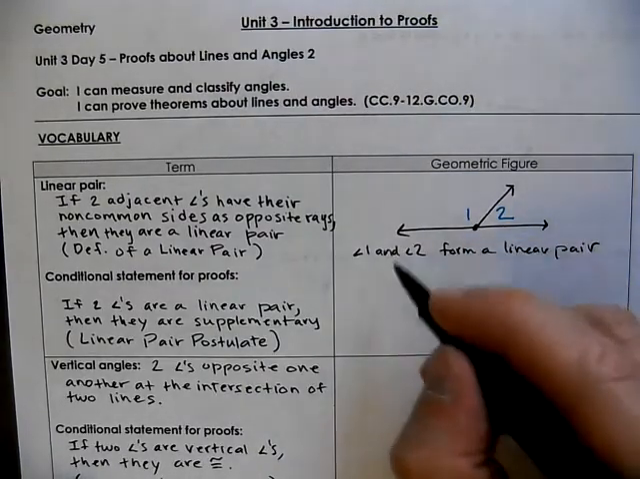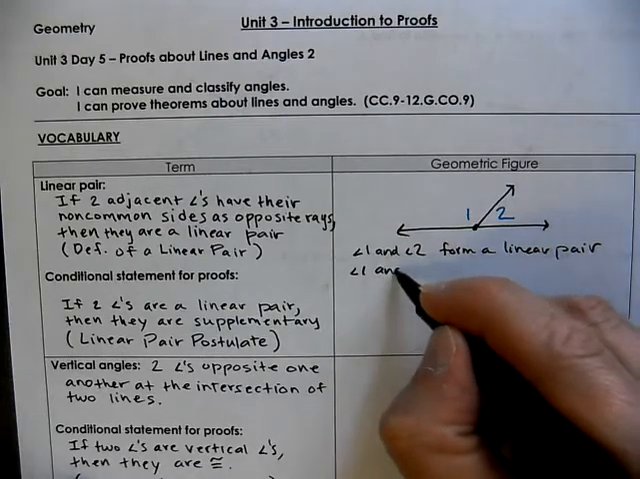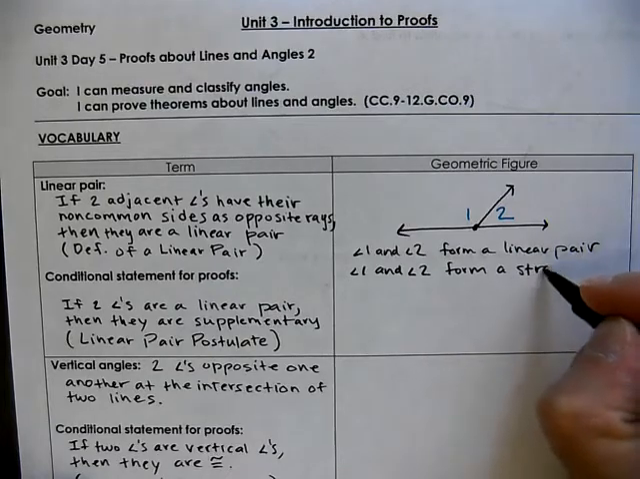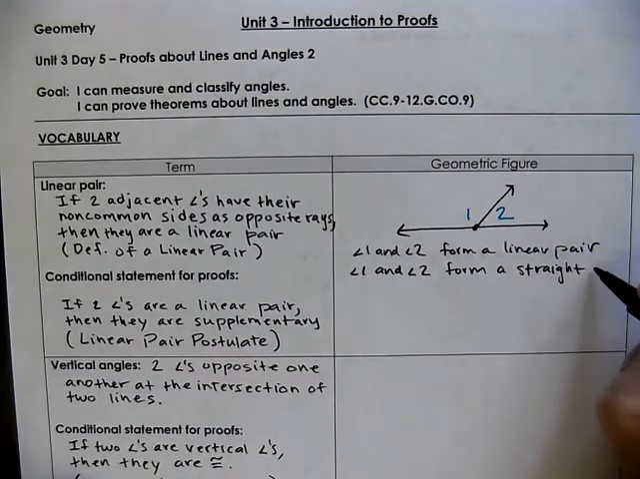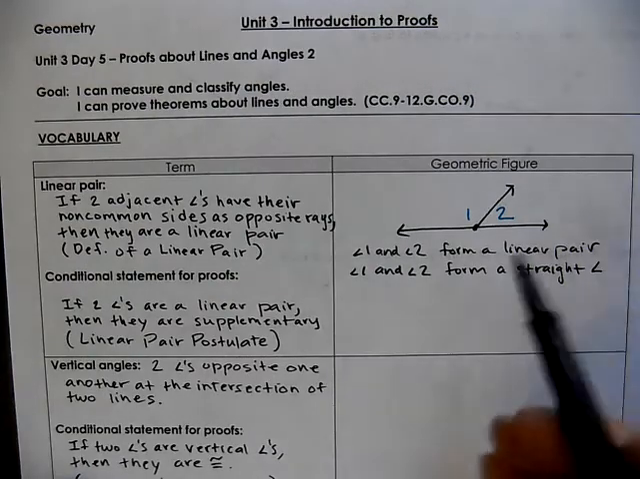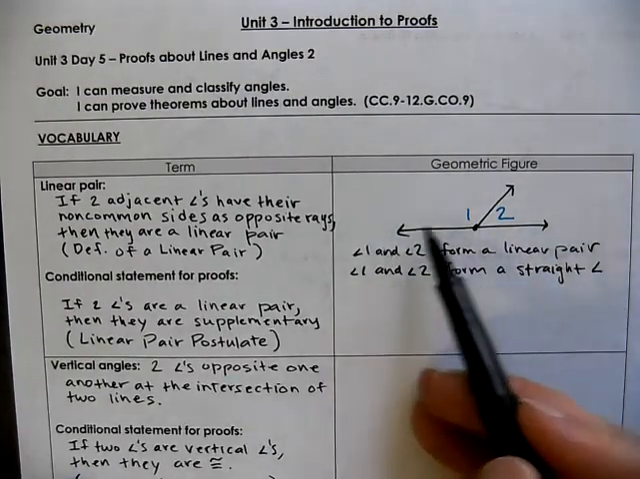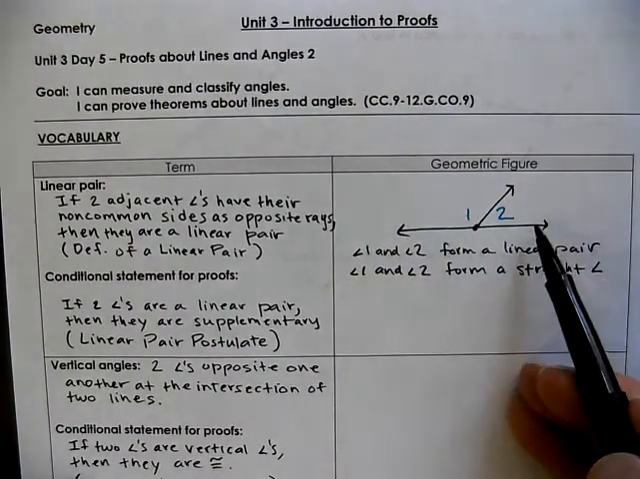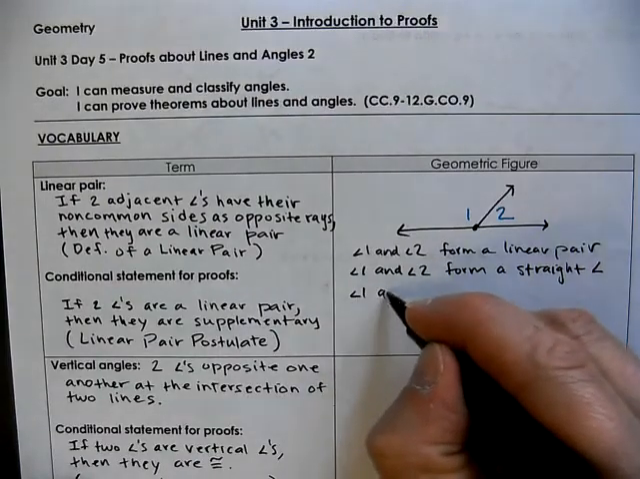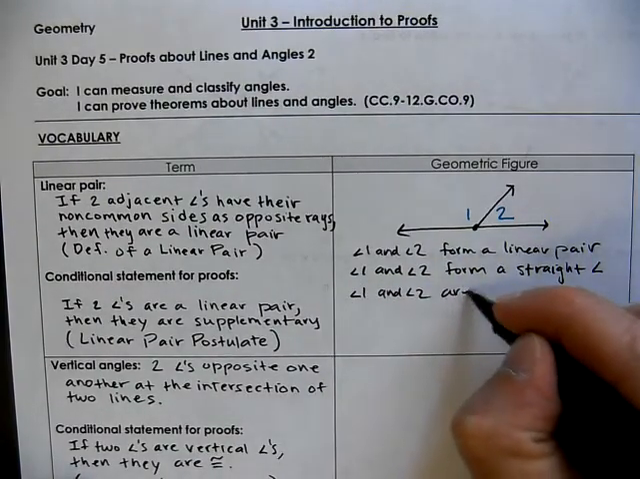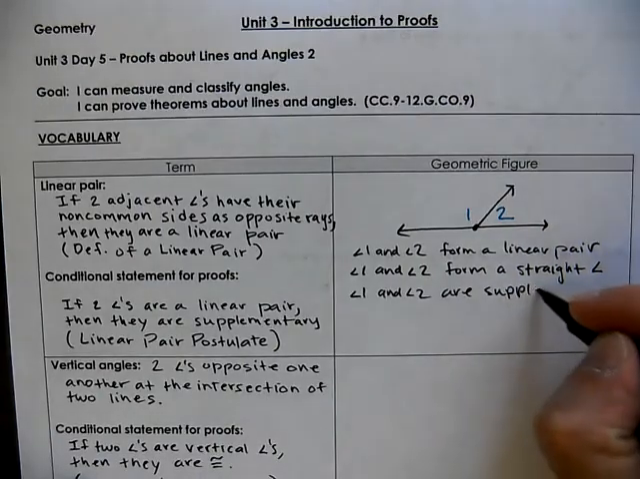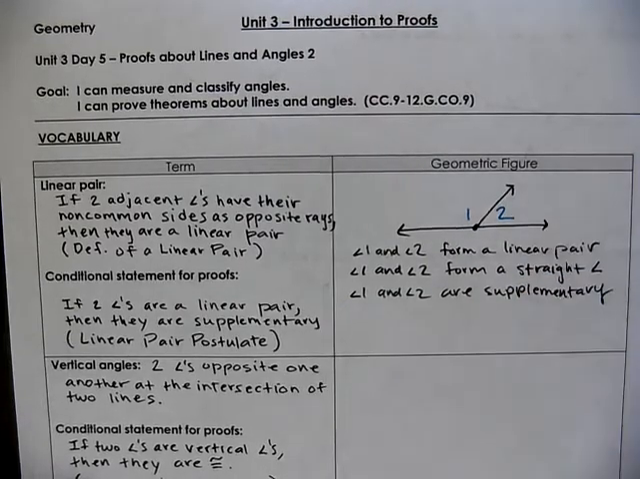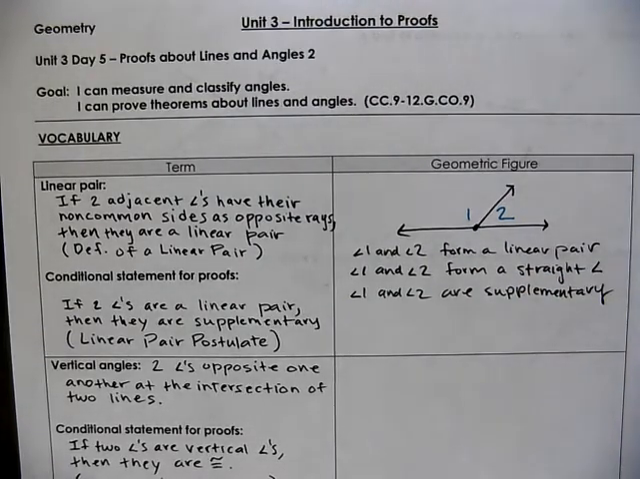We could also say that these same angles, angle 1 and angle 2, form a straight angle. Now you might say it's a straight line. Yes, it is a straight line, but it's also bigger than an obtuse angle, and we classify that angle as a straight angle. We could also say angle 1 and angle 2 are supplementary. So there's lots of ideas we know about such a simple diagram with two adjacent angles like that.